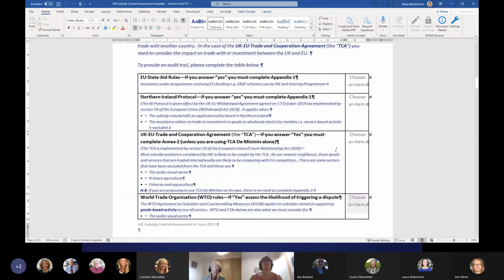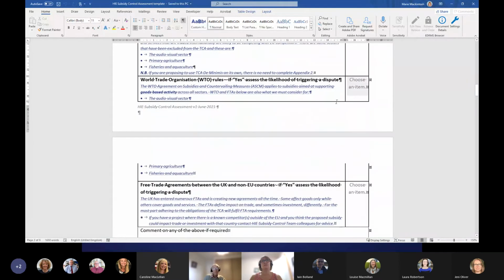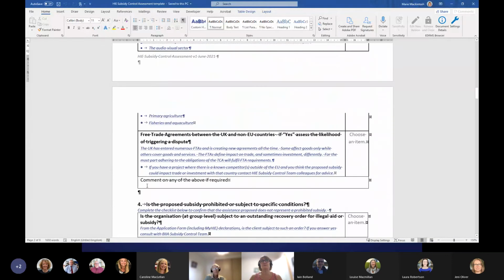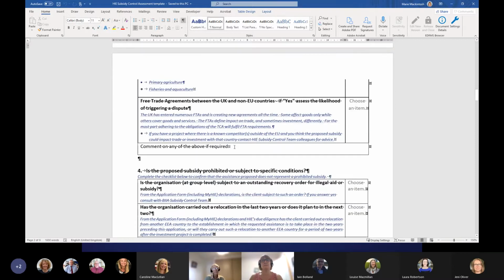So if you're able to just say yes to the TCA and move on, that's fine. If you're saying yes to WTO or free trade agreements, then I would just put a comment in saying about the modest scale of the assistance means it's unlikely to trigger a dispute. And you can have a look at some of the examples.